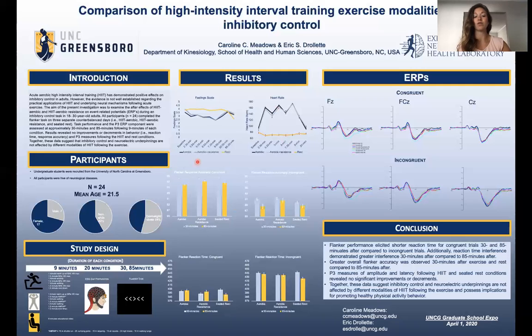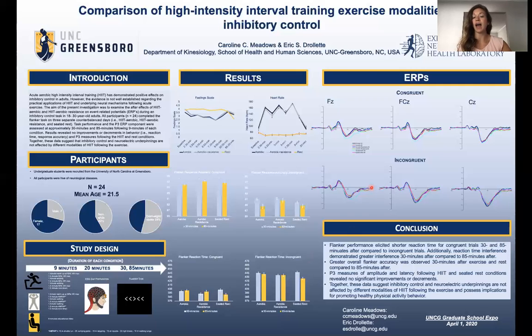And looking at the flanker response accuracy, this is our congruent graph and this is our incongruent graph, we can see that the accuracy in both congruent and incongruent was greater following 30 minutes of exercise and rest compared to 85 minutes following exercise and rest. And looking at the reaction time with our congruent and incongruent, we can see that both 30 and 85 minutes following exercise and rest, for our congruent condition, they responded faster than the incongruent condition.